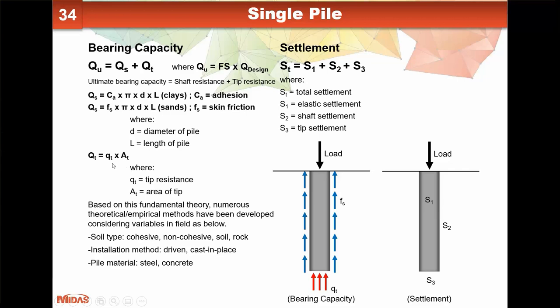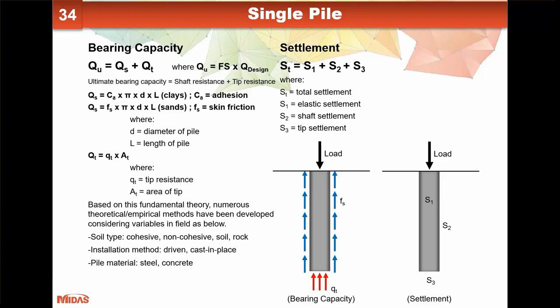So this small qt is any form of stress or pressure, which is a unit of force per area. Based on this fundamental theory, numerous theoretical or empirical methods have been developed considering variables in the field as below: soil type. The values of CA, FS, and QT depend on the soil type, whether it is cohesive, non-cohesive, soil or rock. Also, the installation method, whether it is driven or cast in place. And the pile material, whether it is steel, concrete, or timber.